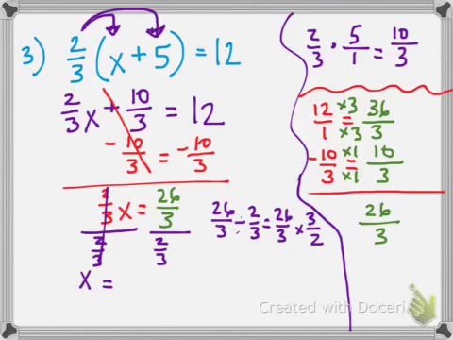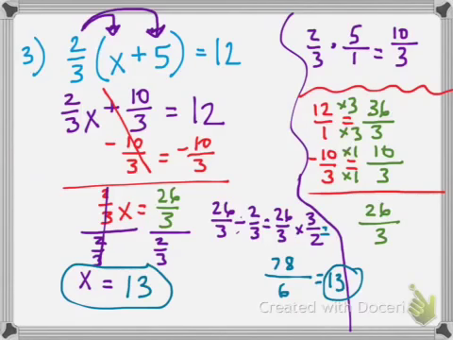I know that 26 times 3 is 78, and then 3 times 2 I know is 6. 78/6, if I simplify it, is the same as 78 divided by 6, which is 13. So here for number 3, x equals 13.